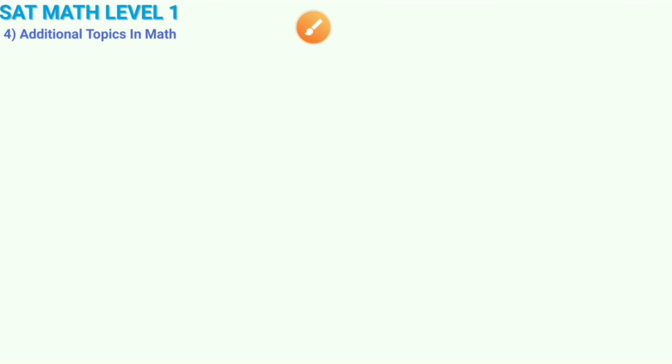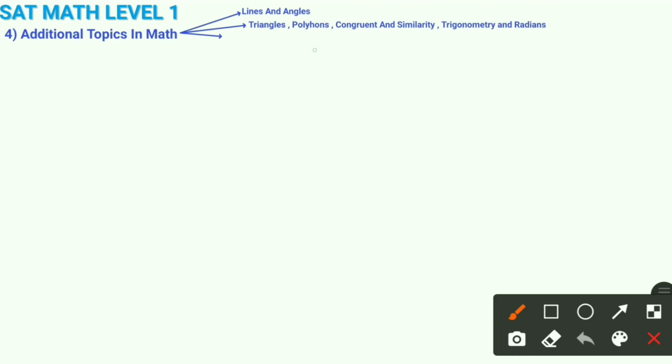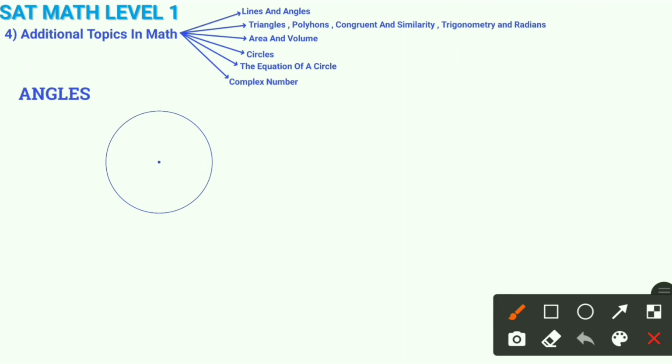Part 3. Congratulations, you have completed three parts of SAT Math Level 1. Hooray! And it's time for part 4. We're going to start with part 4, additional topics in maths, and let's begin. These are the topics that we're going to cover in this part, additional topics in math, starting with lines and angles.